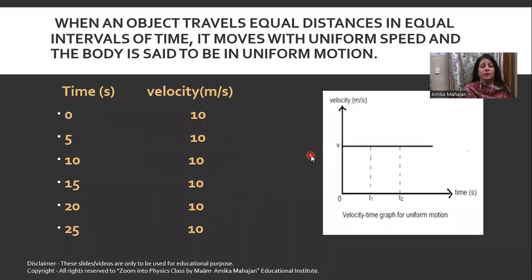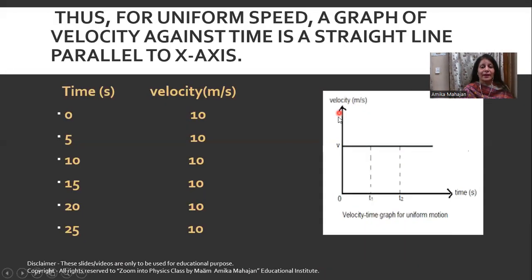So velocity time graph will be a straight line parallel to time axis or x-axis. For which type of motion? It is uniform motion in which body is covering equal distances in equal intervals of time and speed is remaining same, direction is straight line, so velocity is remaining same.